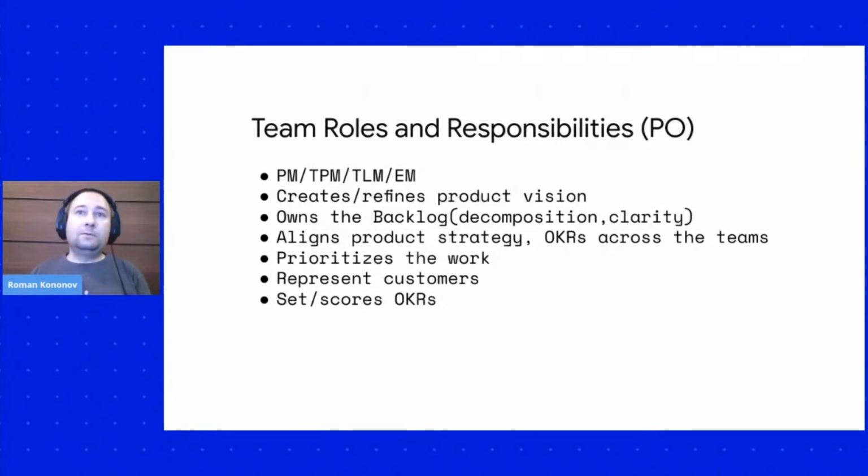So the product owner creates and refines the product vision, owns the backlog, decomposition and clarity, and aligns product strategy and OKRs across the team. This is important, because in our case, this specific person is responsible for aligning the OKRs across the different teams. Also prioritizes the work, represents the customers if you have them, and sets, scores and updates the current progress for OKRs.